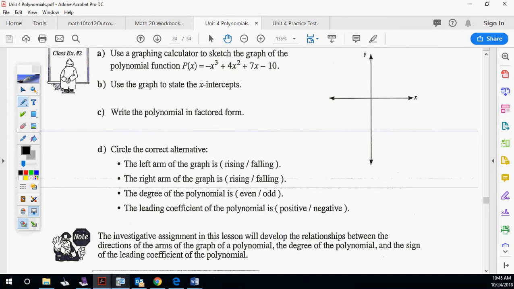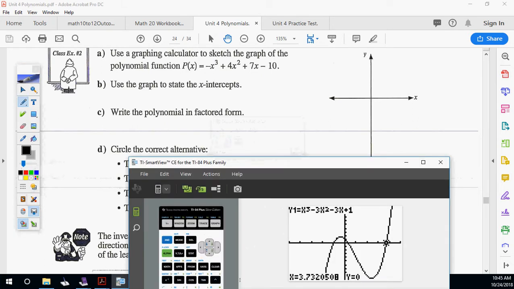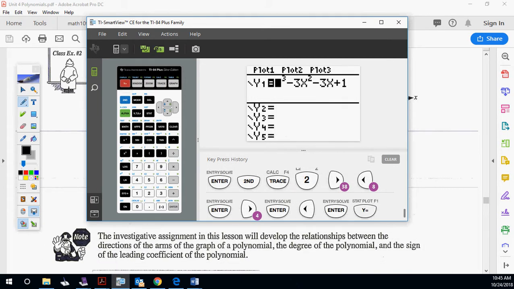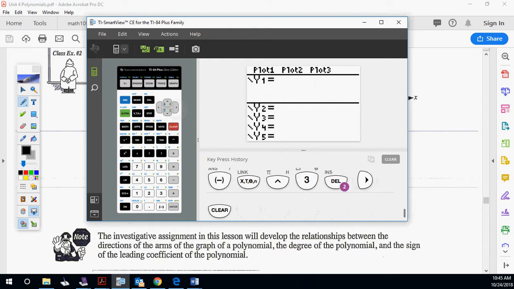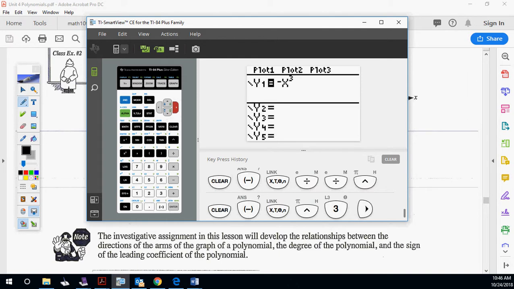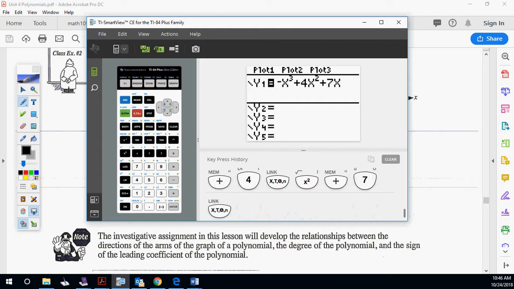Okay, so let's go ahead and put it in here. So we got negative x cubed plus 4x squared plus 7x and the minus 10. I'll have to adjust my window.